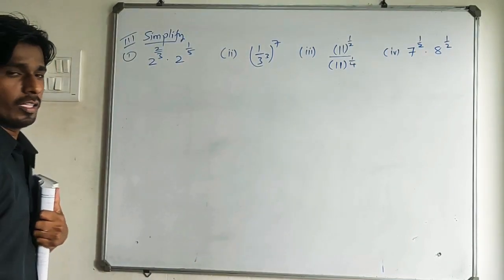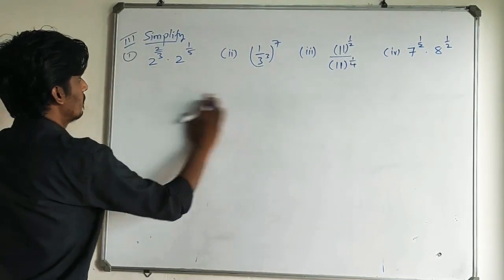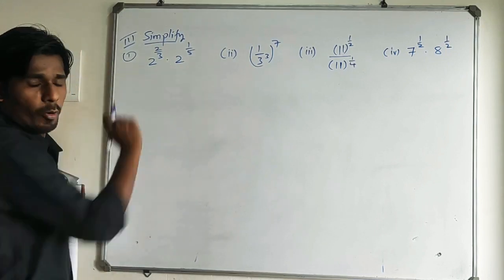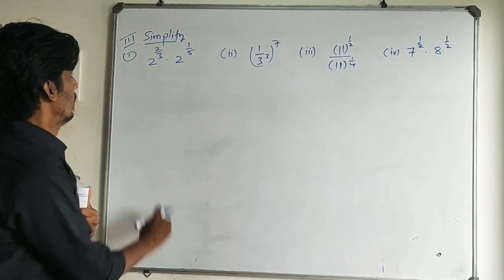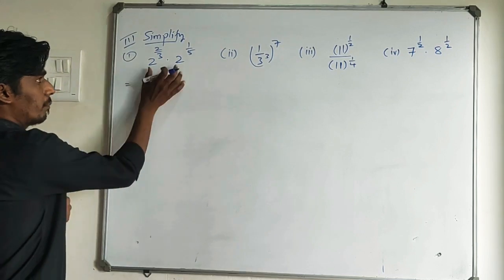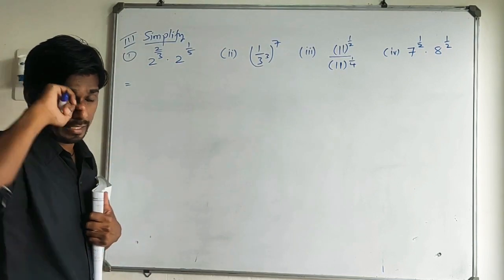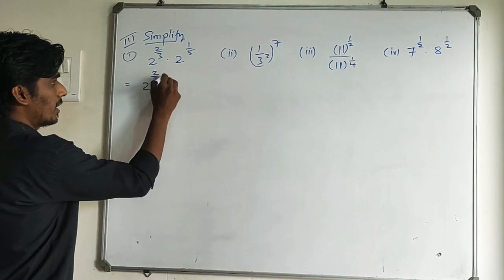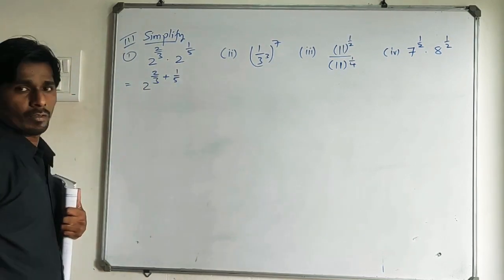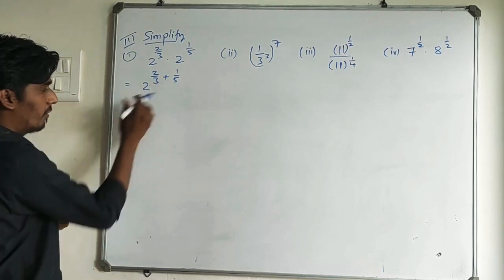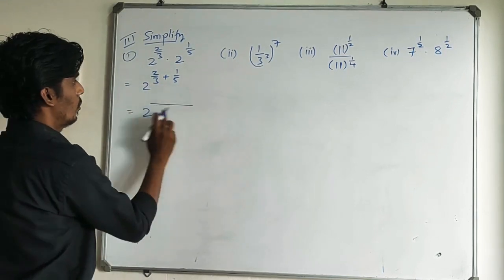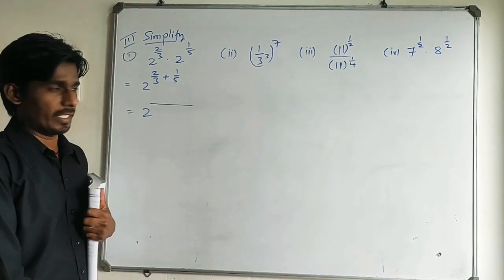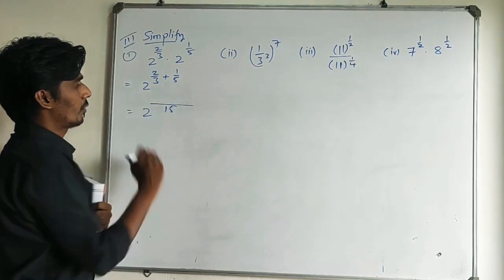Now let's apply all the formulas here. Here if you can see, both the numbers are same. This point means multiplication. So in a product, what will we have to do? Addition. So 2 raised to 2 by 3 plus 1 by 5. Now you have to add these powers. What is the LCM here? What will be the LCM of 3 and 5? 15. So LCM is 15.